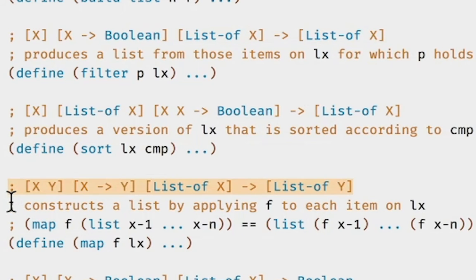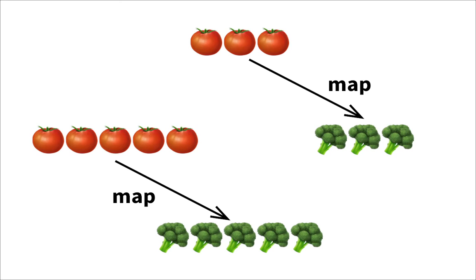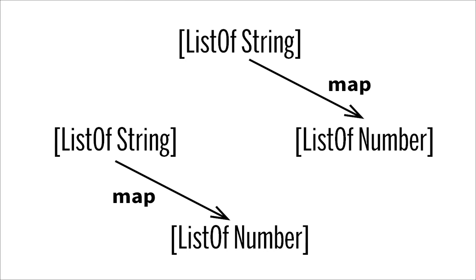Whereas map can change which kind of list we have. Because with map, the signature takes two inputs, x and y, so map can take a list of x's and make it a list of y's. In particular, if x is string and y is number, then we see that map can take a list of strings and turn it into a list of numbers.